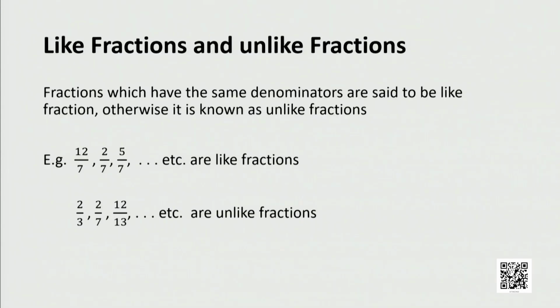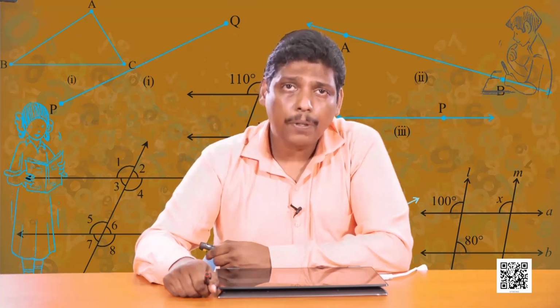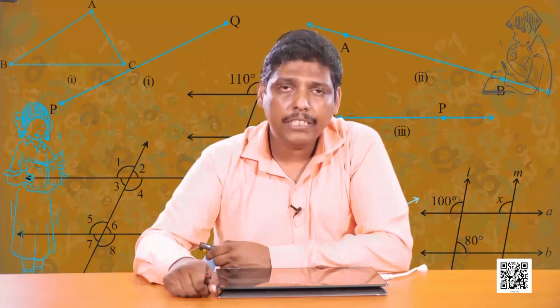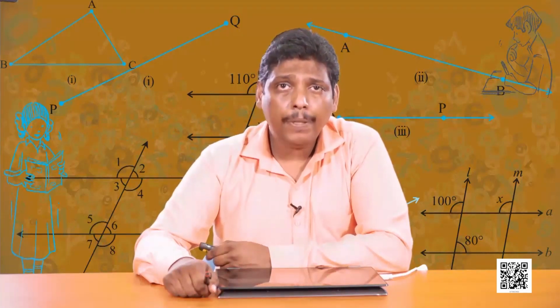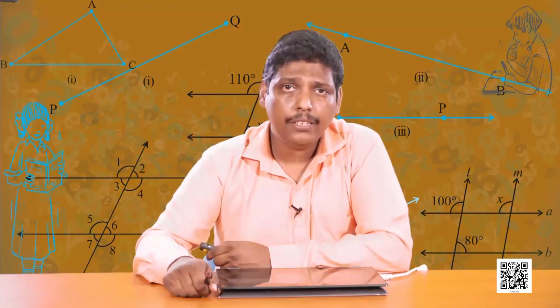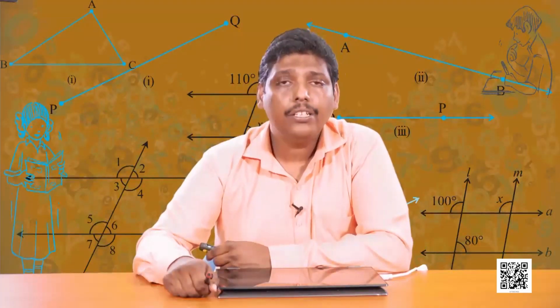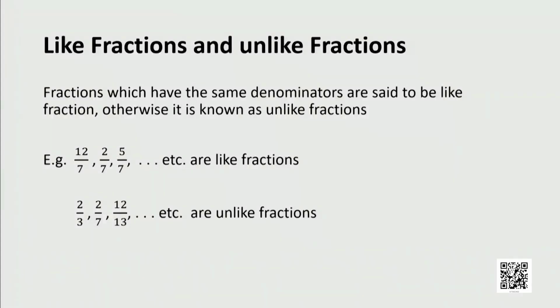Let us have some more terminology. You have seen what a unit fraction is, what a proper fraction is, what an improper fraction is, and a mixed fraction. Now it may happen that if you represent fractions in the form of p over q, you may have two fractions which have the same denominator. The fractions which have the same denominator are known as like fractions. So you can see 12 over 7, 2 over 7, 5 over 7, these are examples of like fractions.